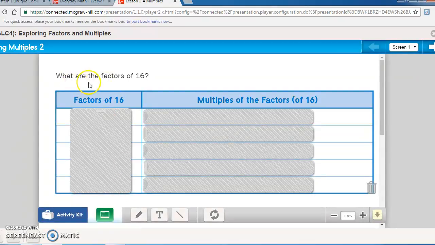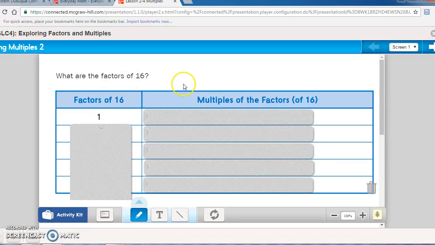So what are the factors of 16? Well, what you need to do is, first of all, you write down the number 1. So factors of 16 are 1. So what other factors of 16? Well, how do I get 16? 1 times 16 makes 16. Remember, we always start with the number 1. 2 times 8 is 16.